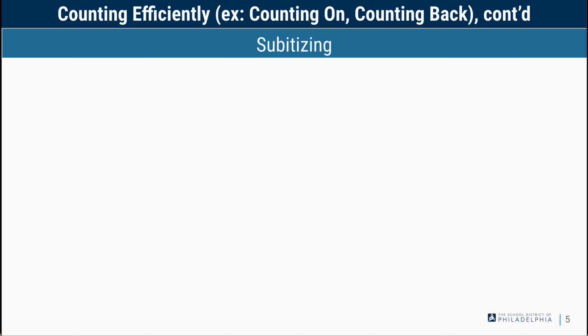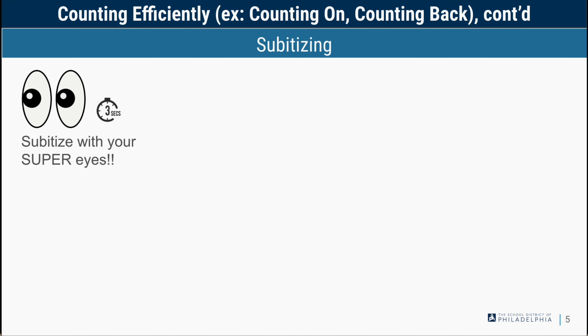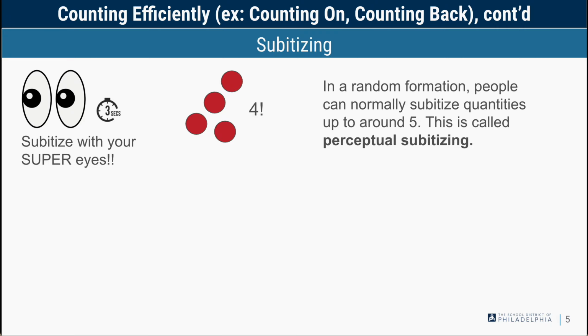Another feature of counting efficiently is subitizing. I think of subitizing with our super eyes. When we subitize, our eyes in about 3 seconds see the group of objects and can see the quantity without having to count the individual objects. For example, these often come up in dot talks, but if I see these counters, I right away see that there are 4 without counting. In a random formation like this, people can normally subitize quantities up to around 5. This is called perceptual subitizing, and fun fact, studies have shown that birds can also perceptually subitize.